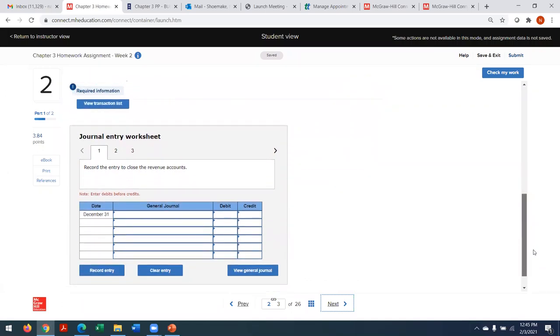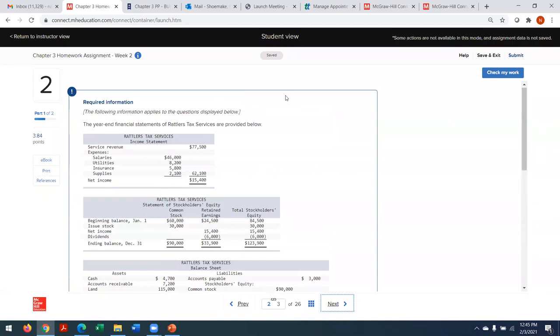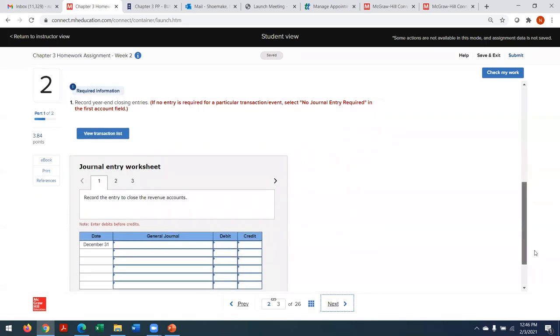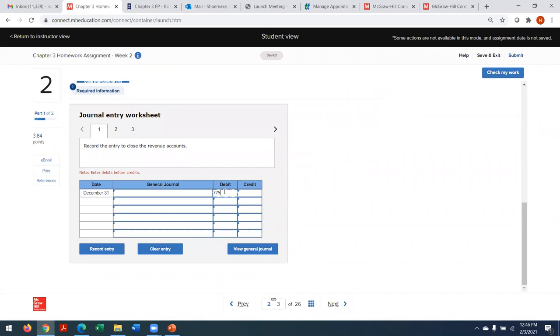It wants us to close out the revenue accounts. We find the revenue account here in the income statement, $77,500. How do we close out revenue? Well, if it's got a normal credit balance, then that means we debit it. So we are going to debit our revenue account 77.5, and we credit retained earnings by 77.5. Okay?